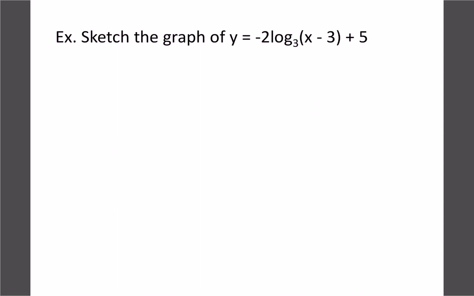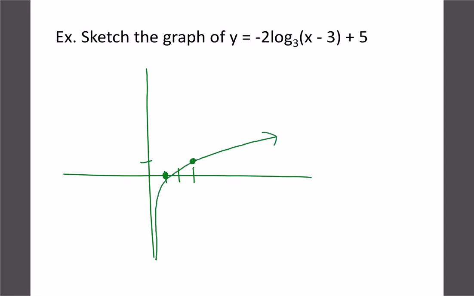So let's do this one. It has a little bit of everything. So let's sketch it again. So our base graph is log base 3. So that means we'd have our 1 point there. The other one would be at (3, 1). So our original graph will be something like that. And now let's do our transformations.